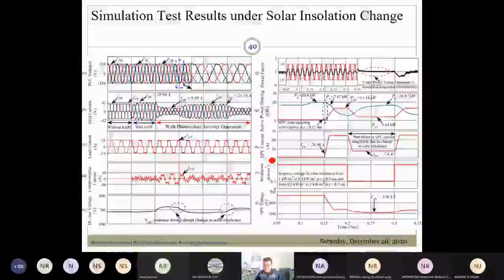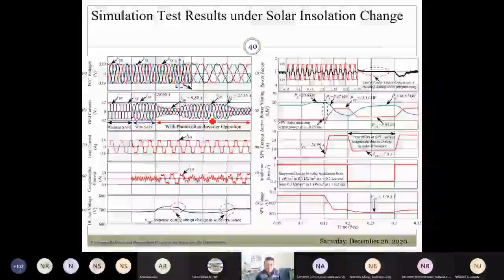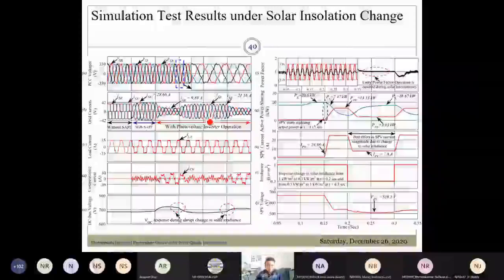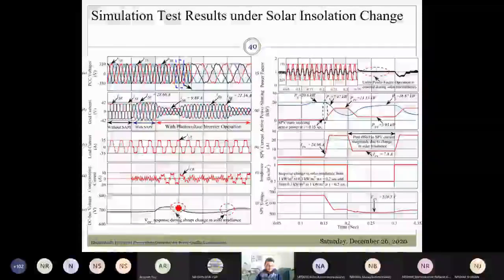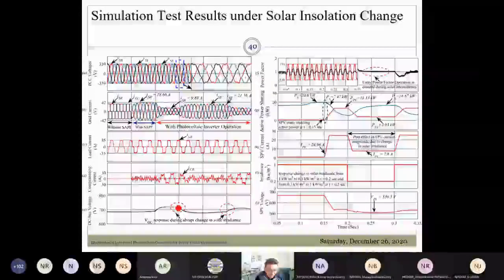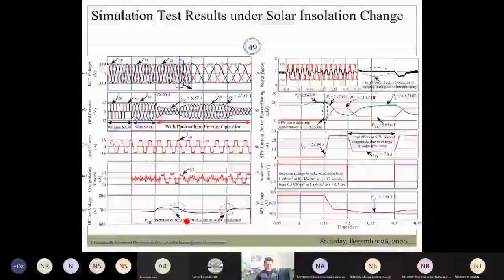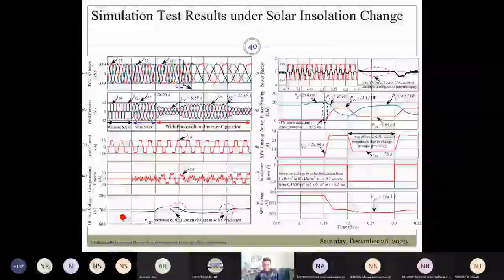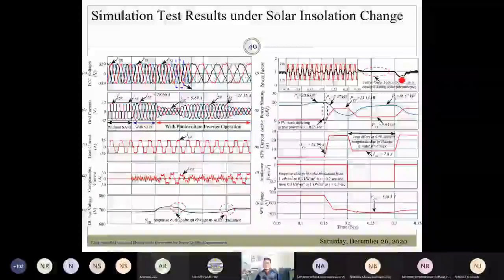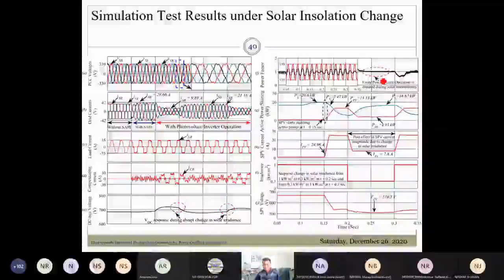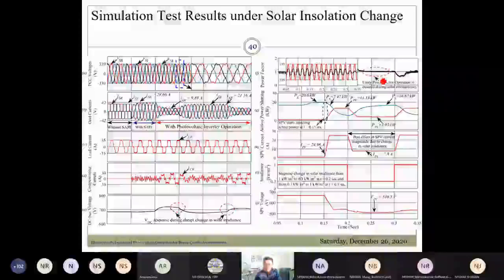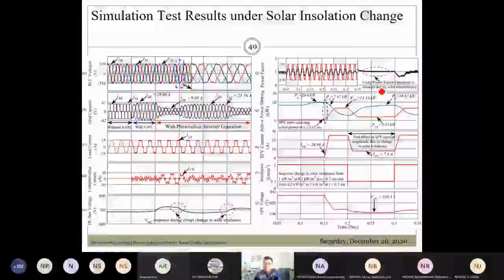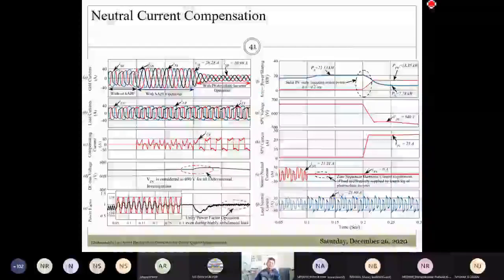Despite a sudden change in the solar insolation level, the grid currents are ensured to be balanced and purely sinusoidal. In fact, the voltage across the DC link capacitor is maintained constant at its pre-disturbance level, that is 690 volts, and the power factor is maintained at unity. So this confirms the robust operation of the proposed PI 4VPI compensator.